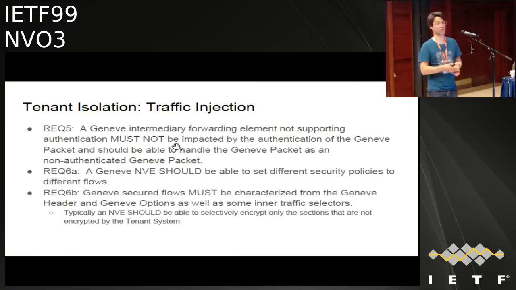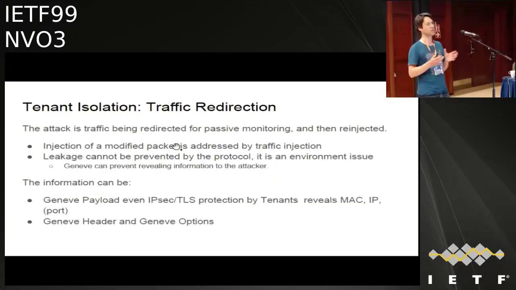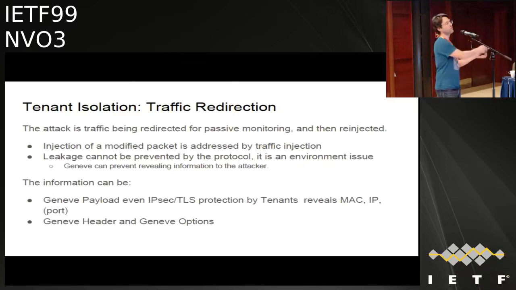So that was for traffic injection. And now, if we consider redirections, it starts with a leak of some of the traffic, and then the traffic is being re-injected. It could be modified or not. So re-injection is mostly the same as injection, and leakage is hard to address with a protocol, to provide protocol requirements to avoid leakage. It's mostly part of how you deploy the GNV.